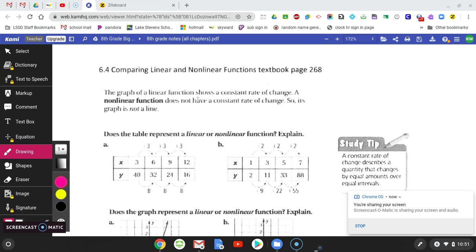So the graph of a linear function shows a constant rate of change. It's going to be a straight line. A nonlinear function does not have a constant rate of change, so its graph is not a straight line.